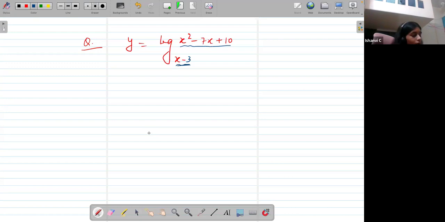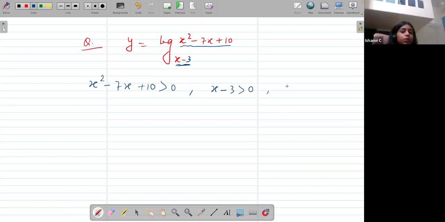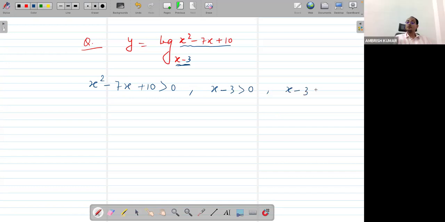Sir, negative infinite to 2. Look, first we write the argument greater than 0. So x square minus 7x plus 10 greater than 0. Then we write base also should be greater than 0. What is the base? x minus 3 greater than 0. Then we write base should not be 1 also. So x minus 3 should not be 1.